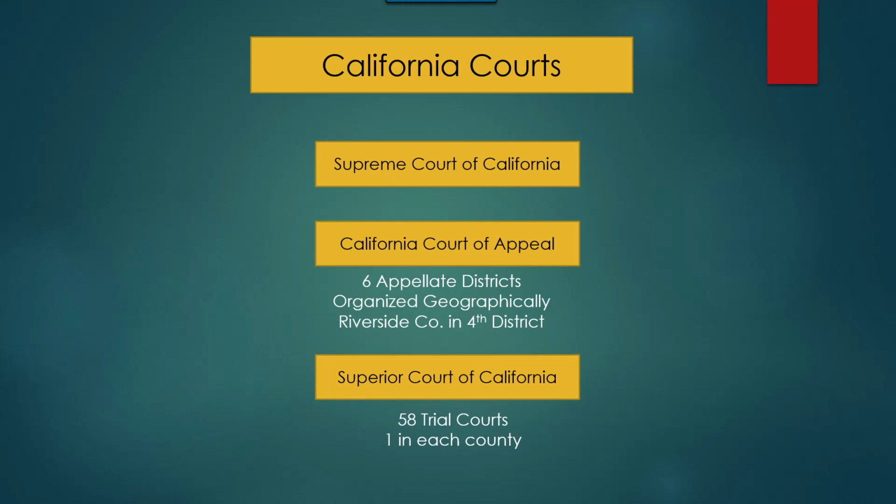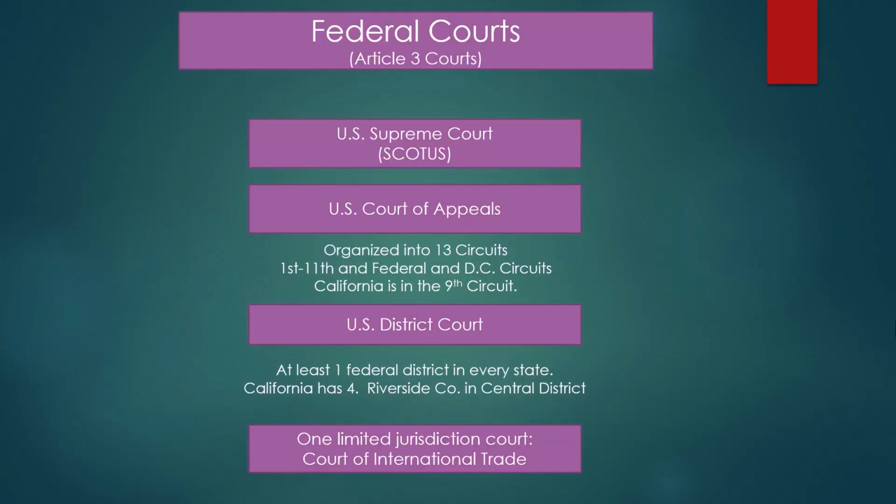Though it is only one court, it has 6 numbered districts, so you will often hear it referred to as the District Appellate Court. Riverside County is in the 4th District. Appeals from Riverside County are made to the Court of Appeal for the 4th District. The highest court in California is the Supreme Court of California. Now let's look at the federal system.